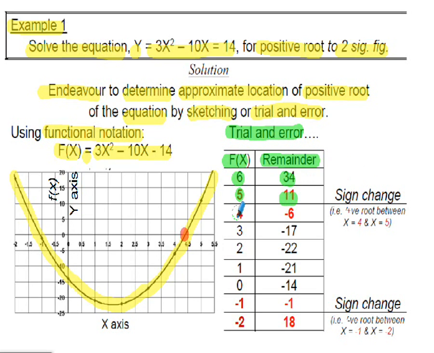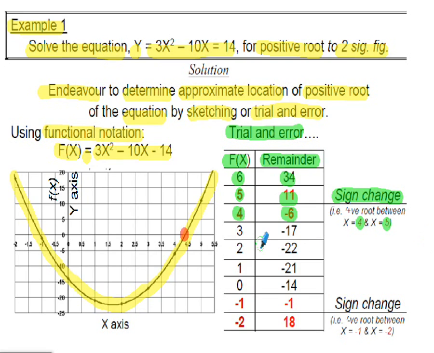If we now put 4 into the equation, the function of x is equal to 3 multiplied by 4 squared minus 10 times 4 minus 14, and we now get a value of negative 6. So we've got a change of sign here. We know that a root must occur between x equals 4 and x equals 5. Again, that's our starting point for the bisection method.